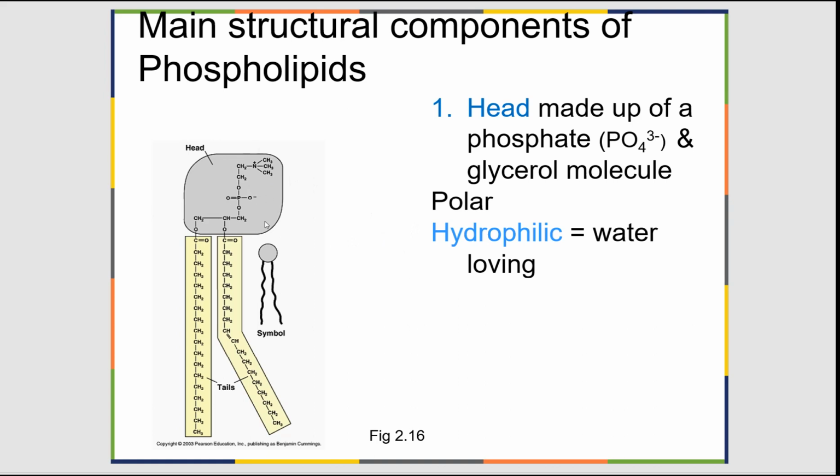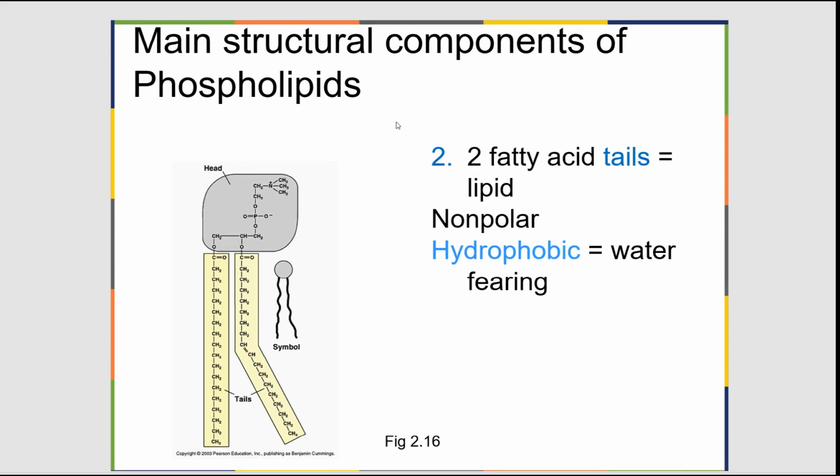So here's our phospholipid. Okay, so we have the head of the phospholipid, which is going to be polar, and that's going to be hydrophilic, which is water-loving. So the head of the phospholipid is water-loving. The tail is these fatty chains. Okay, so the fatty chains are nonpolar, meaning that they are hydrophobic and they fear water. So you have a water-loving head and a water-fearing tail. We're going to talk about these a lot more.